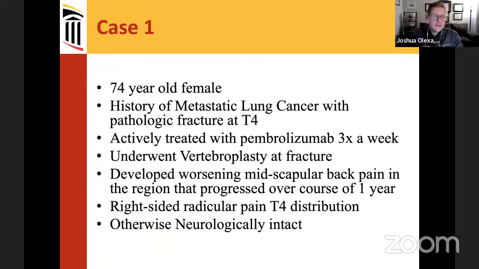Okay, great. So our first case, we have a 74-year-old female who carries a diagnosis of metastatic lung cancer with a known pathologic fracture at T4. She's currently being treated with Keytruda, or pembrolizumab, 3 times a week. Of note, she underwent vertebroplasty at an outside hospital for this fracture. But over the course of about a year, she had been developing worsening mid-scapular back pain, to the point where it's become severe and intolerable, as well as some right-sided radicular pain in the T4 distribution. Otherwise, she's neurologically intact.